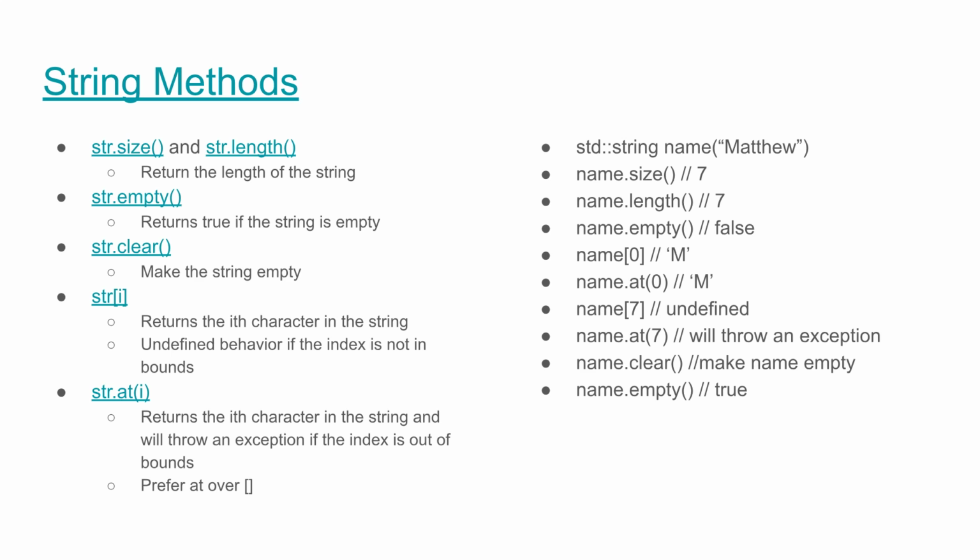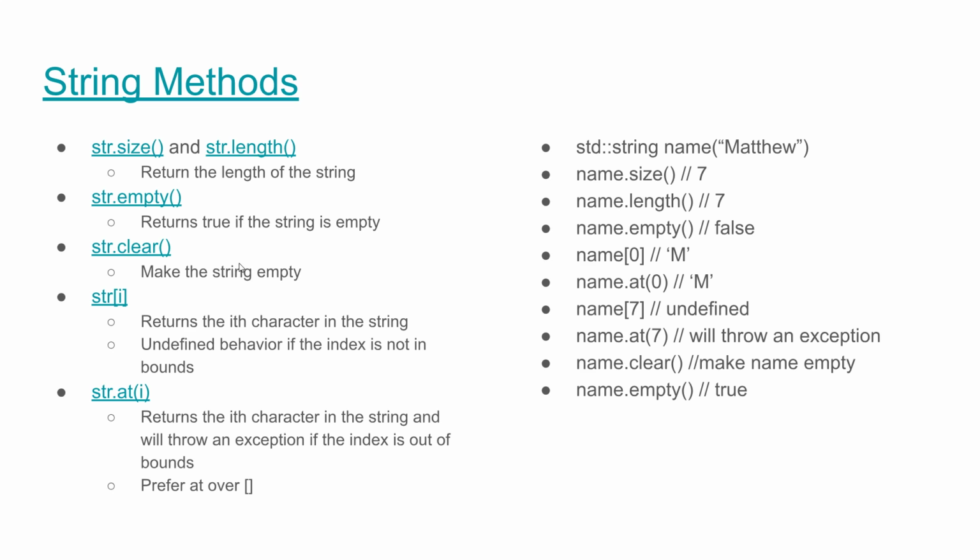It could have different behavior on different machines. But if you use str.at(i) and you go out of bounds, the at method will throw an exception, and your program will report that error as going out of bounds, which is probably what you want to have happen. So my recommendation to you guys is to prefer to use at over square brackets, because at does bounds checking. Make sure that you are in bounds.